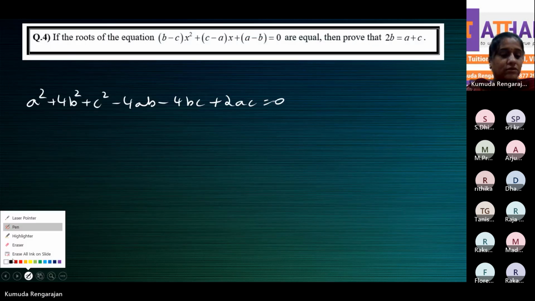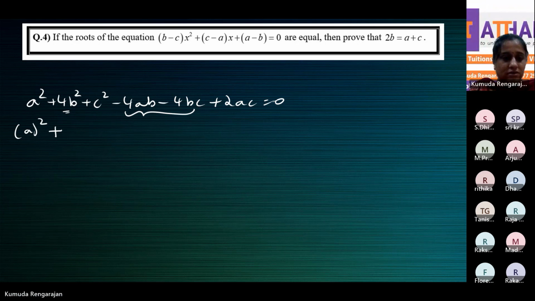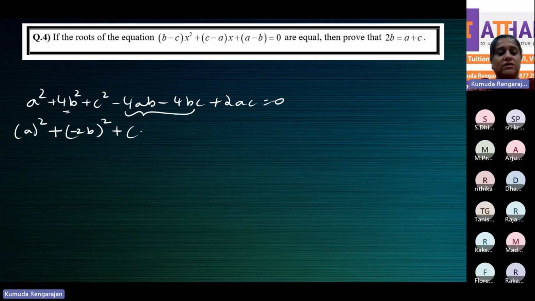Okay. So the first thing is these two terms are negative. So to this b term, you should fix a negative sign. Right? This is a the whole square plus b negative whole square. Now square this one. Minus 2 into minus 2 is plus 4b square plus c the whole square.